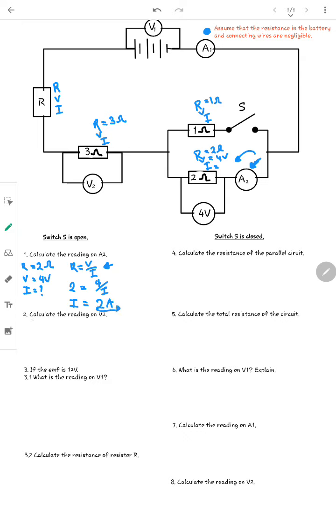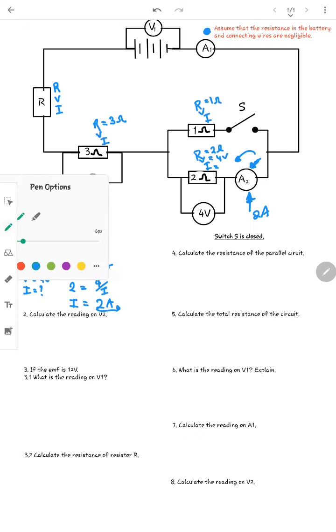Great. Now they ask me to calculate the reading on voltmeter number 2. Where's voltmeter number 2? Here is voltmeter number 2. What you need to pay careful attention to is every value that you calculate, how does that affect the rest of your circuit? So now that I've calculated current in my ammeter number 2, I know that this value here is going to be 2 ampere. How does that affect my circuit when switch S is open? When switch S is open, what happens is that this entire circuit is actually a series circuit.